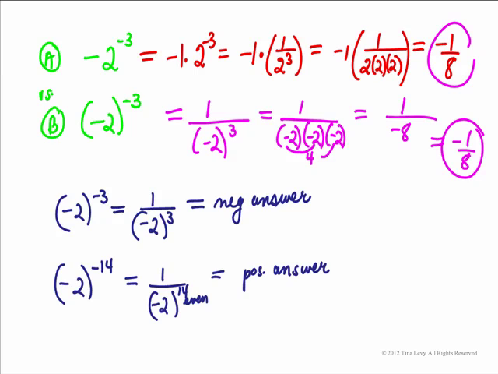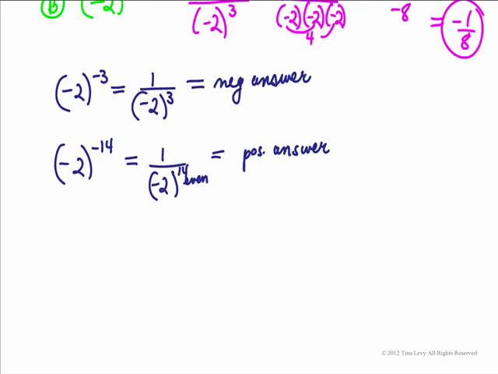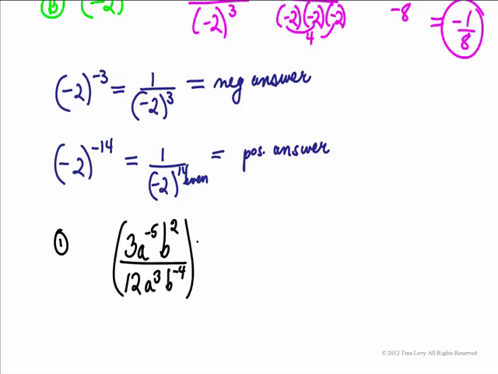So now we'll do an example that incorporates some of these ideas. First, we'll start with, suppose I give you (3a to the -5 b squared) over (12a to the third b to the -4), and we're taking all this to the -1 power. By order of operations, I have parentheses, and then I have an exponent. So we do the parentheses first.